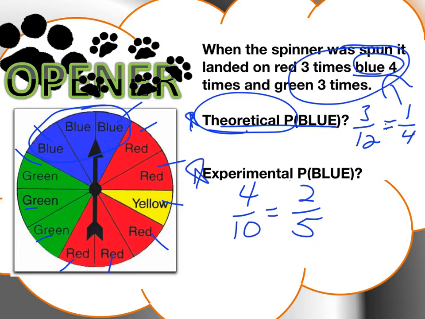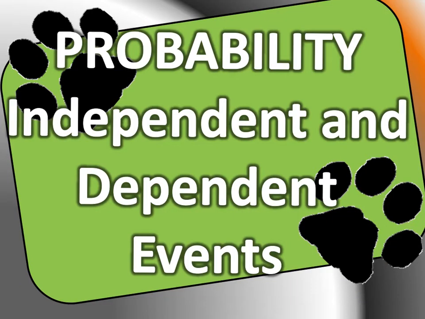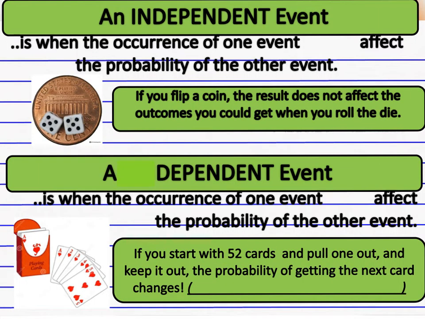Theoretical, meaning in theory, just look at the picture. Experimental is when I actually did the experiment. I don't need to know what the spinner looks like. Now today we're learning about independent versus dependent, which is totally different than theoretical versus experimental. You must know the difference between both sets of information. Okay, so now let's look at the difference between independent and dependent.